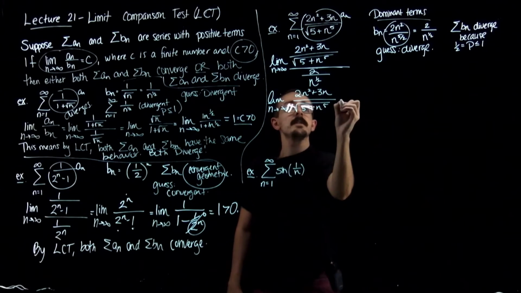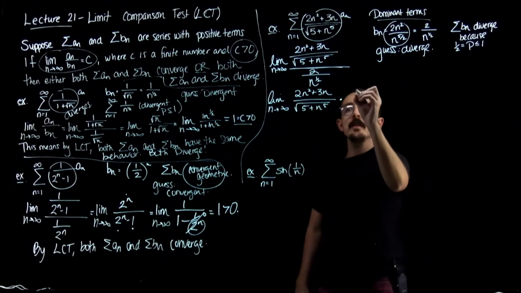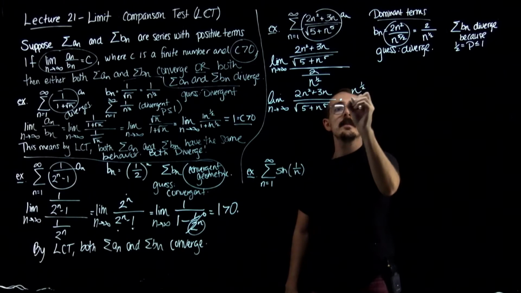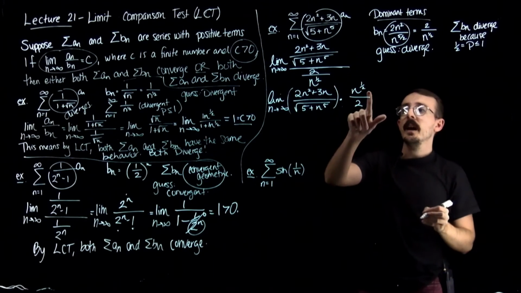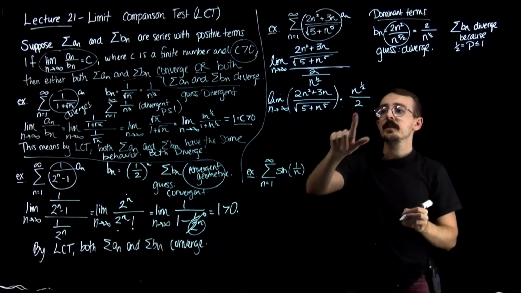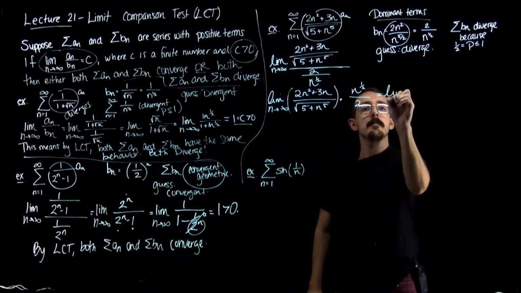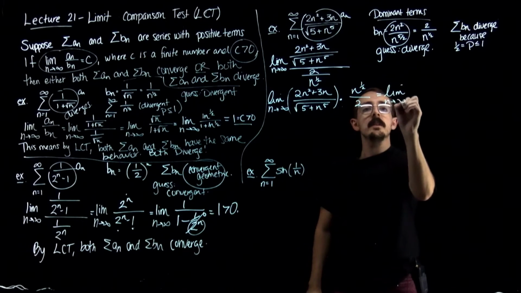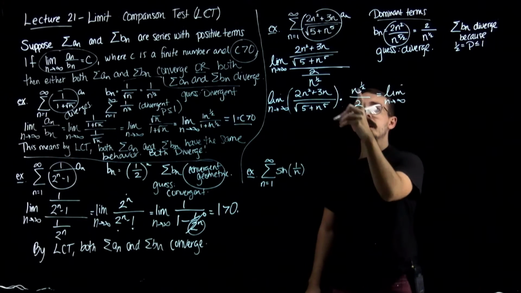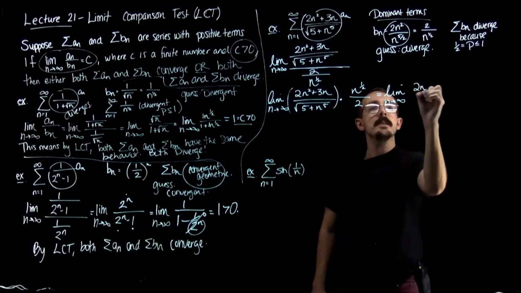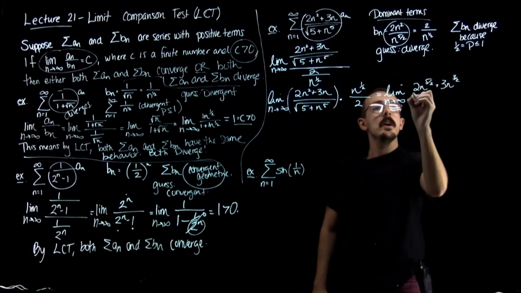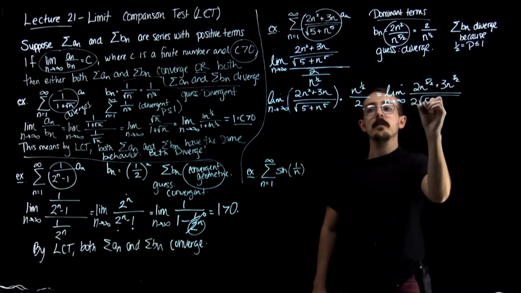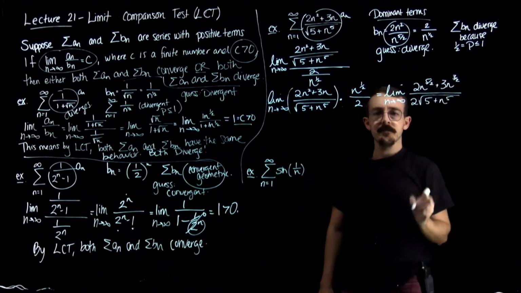I'm going to change it to multiply, and then flip the other fraction, which is n to the 1/2 over 2. Now this n to the 1/2 will distribute across, and this 2 will just get multiplied. So I'm going to get the limit as n goes to infinity, distribute the n to the 1/2, and I get 2n to the 5/2 plus 3n to the 3/2 over 2 square root of 5 plus n to the 5th.